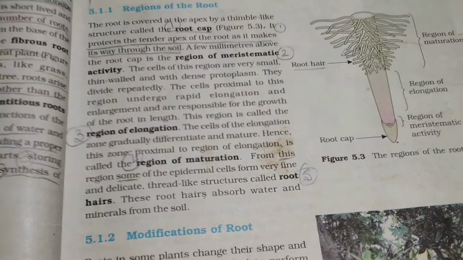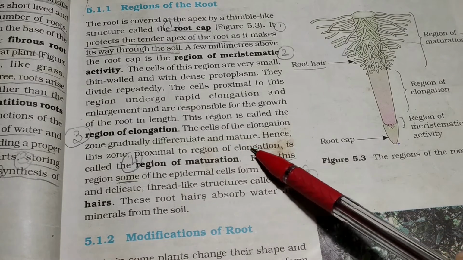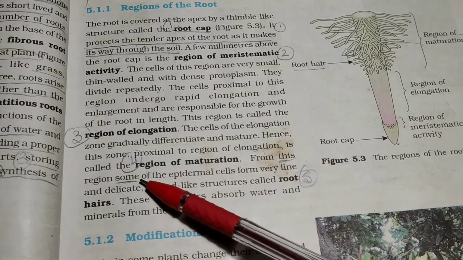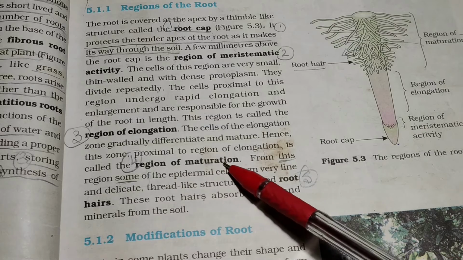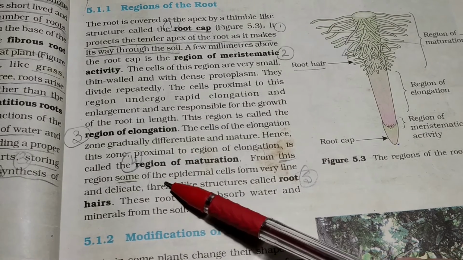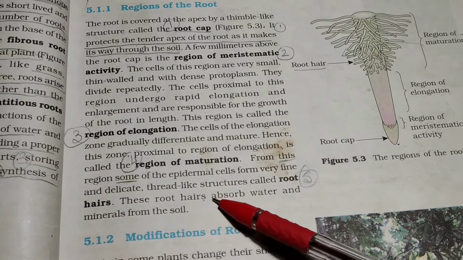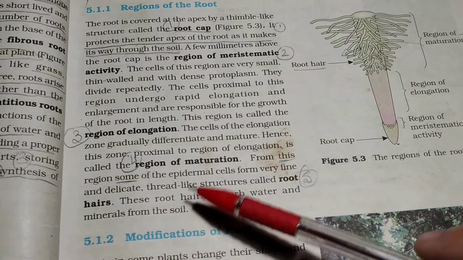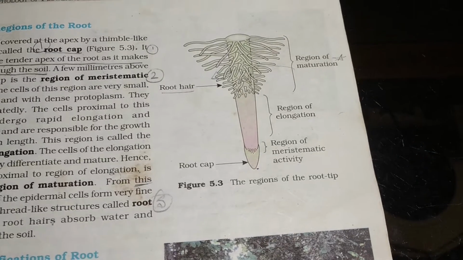The cells of the elongation zone gradually differentiate and mature. Hence, this zone proximal to the region of elongation is called the region of maturation. From this region, some of the epidermal cells form very fine and delicate thread-like structures called the root hairs. These root hairs absorb water and minerals from the soil. So as we can see here in the diagram, all the parts.